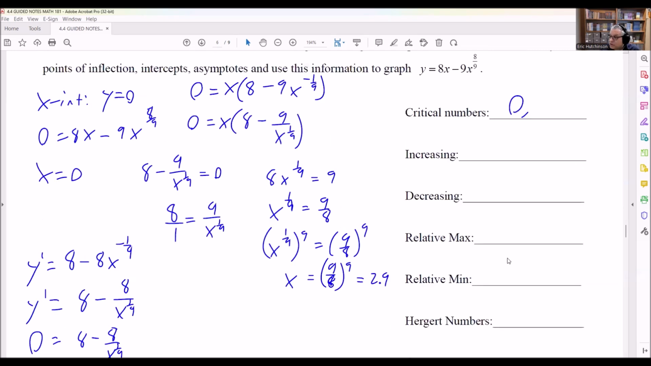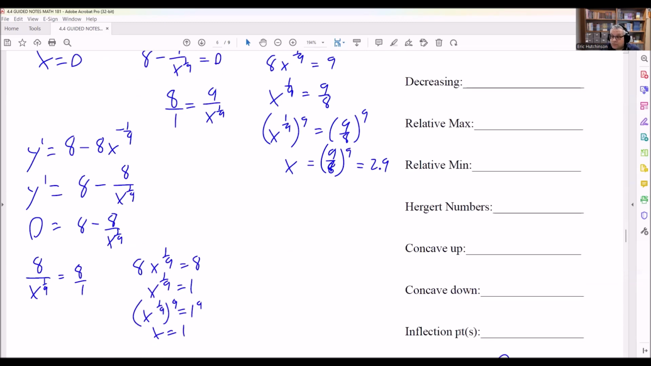So we have 0 and 1 so far for critical numbers. Okay, so now we're going to do the number line. Let's do that here, y prime number line. We have a 0 and we have a 1 here. We want to put in our test numbers. We can use -1. Let's use 0.5. And we're also going to use a 2.